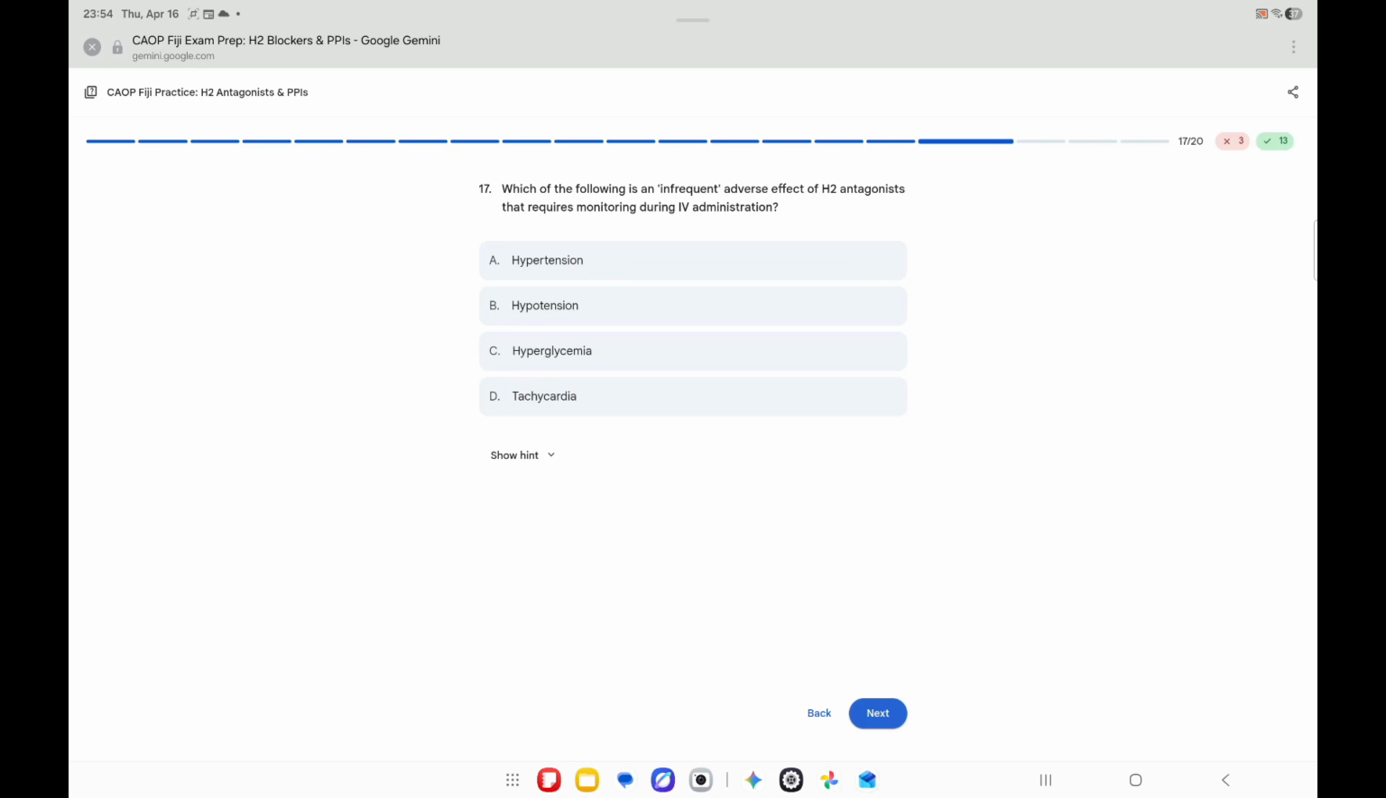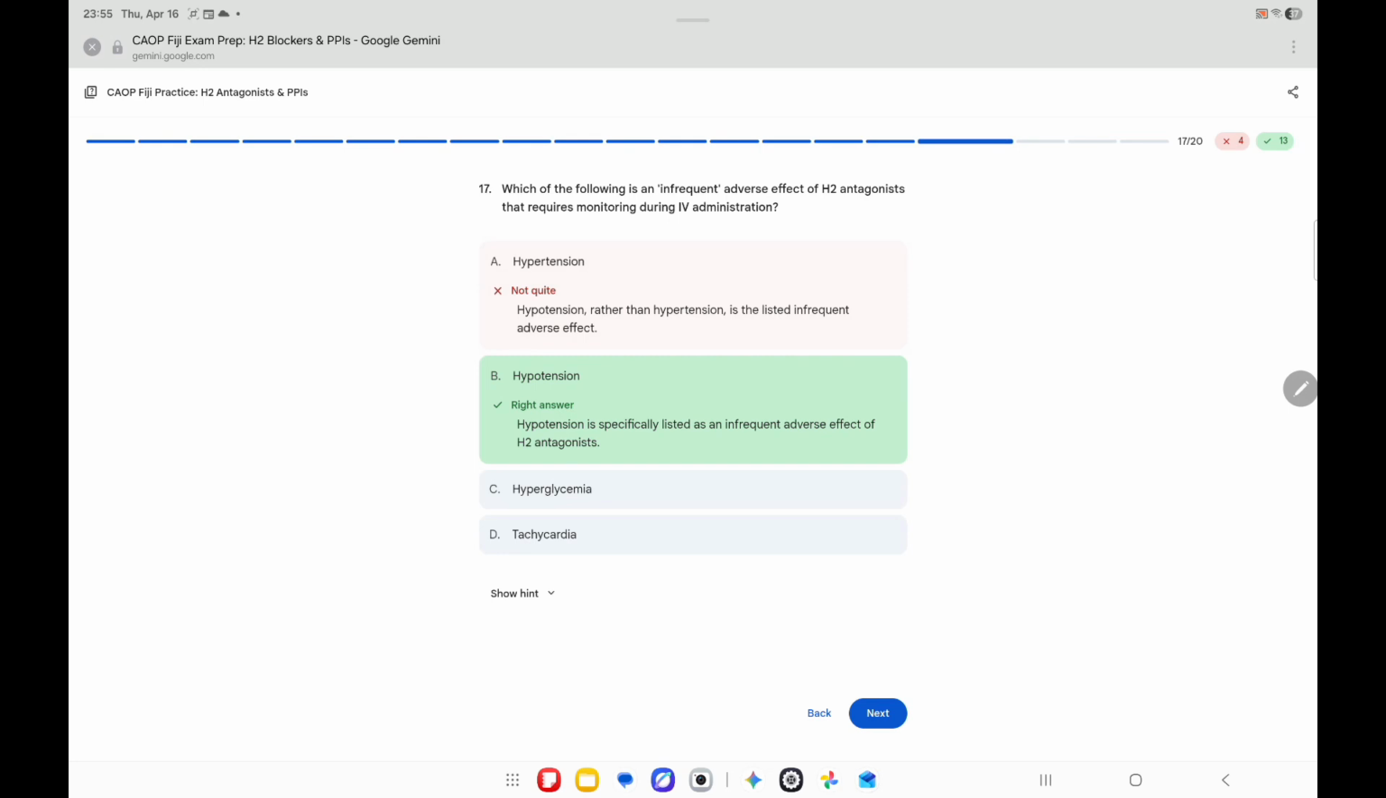Which of the following is an infrequent adverse effect of H2 antagonist? That requires monitoring during IV administration, especially hypertension, hypotension, hyperglycemia, and tachycardia. We have observed in one of the MCQs that ranitidine needed to be diluted with normal saline and then administered over 5 minutes. So just to prevent hypertension, I'll go with option A. Oh, it's wrong. Hypotension is specifically listed. So hypotension is the adverse effect.